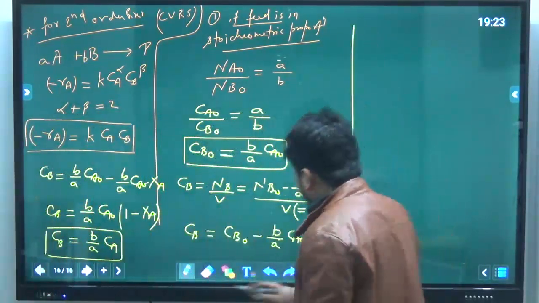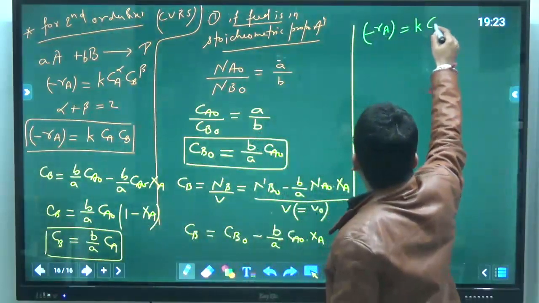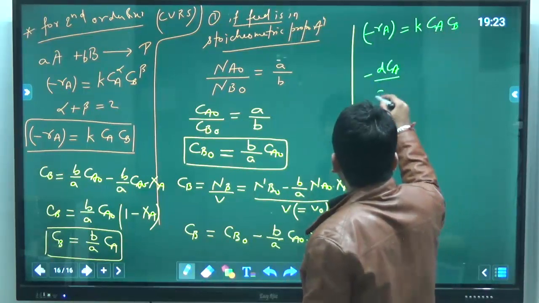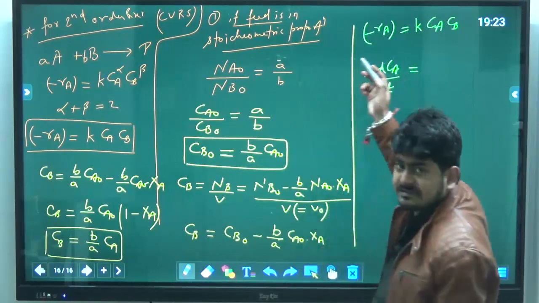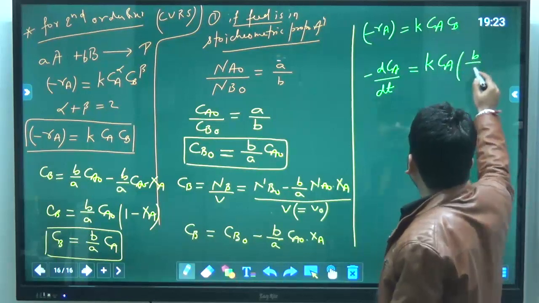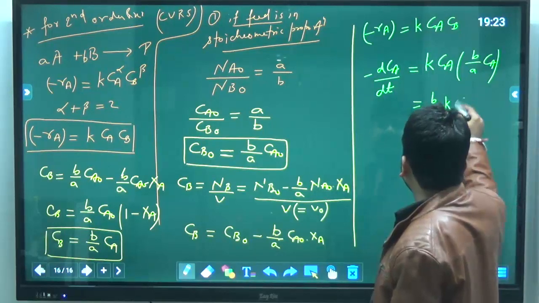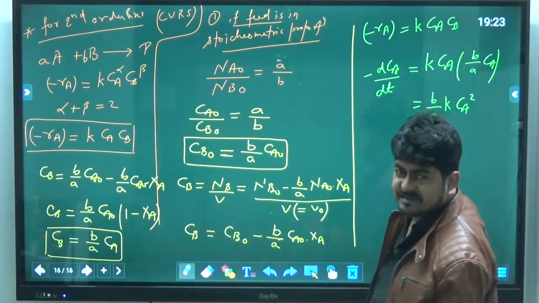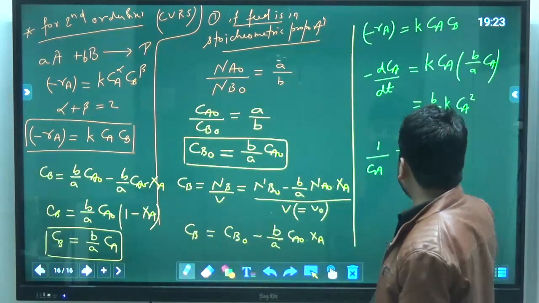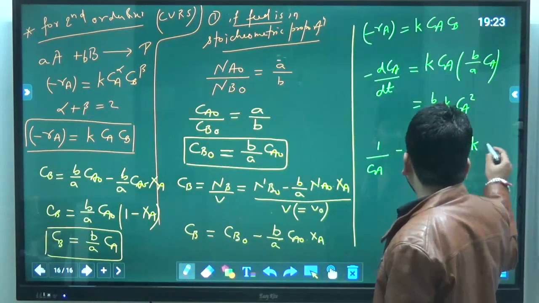So you will get minus Ra, which was equal to K Ca Cb. So you can write minus Ra as minus dCa by dt for CSTR in terms of concentration. Okay, and you can write Cb as B by A times Ca. So again it will become B by A times K Ca square, and you can solve this easily. So you will get the kinetic equation as 1 over Ca minus 1 over Ca0 is equal to B by A times K into t.